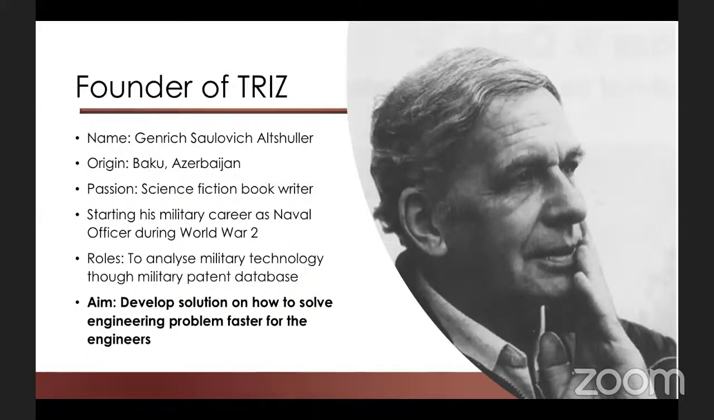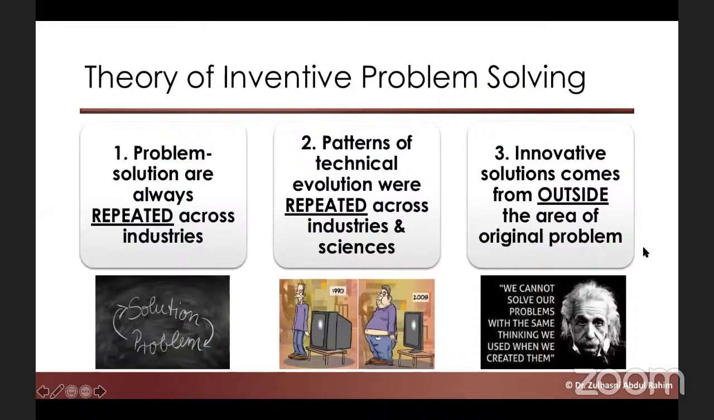From the beginning he tried to look into how to develop solutions to engineering problems faster and better for the engineers at that time. During his study, he came out with this theory. There are three main elements in the theory of inventive problem solving. The first is that problems and solutions are always repeating across industries. At that time he was focusing on the military industry.